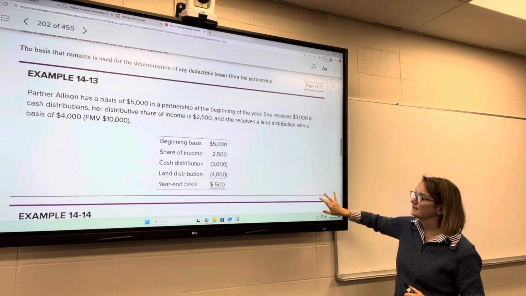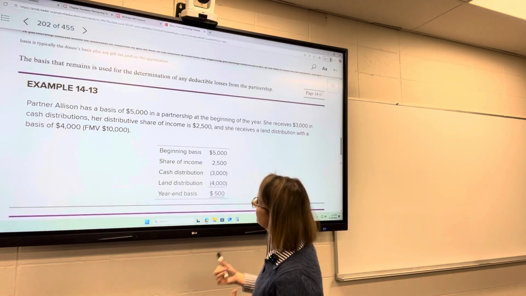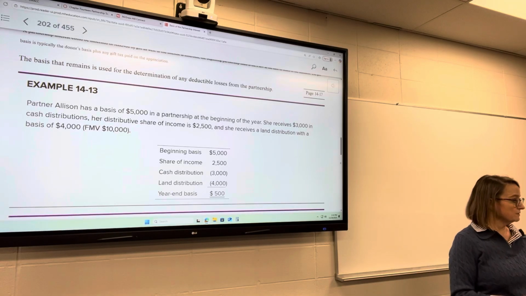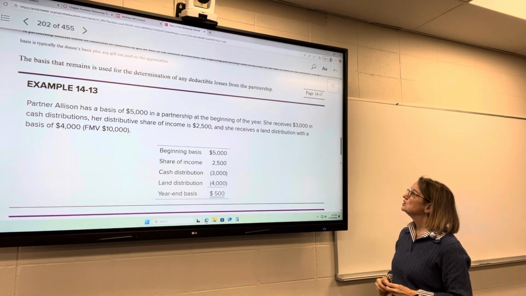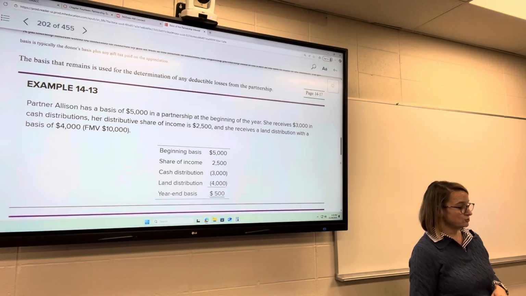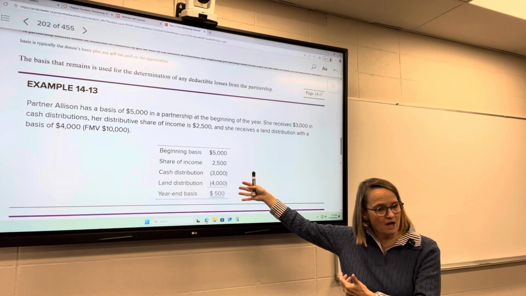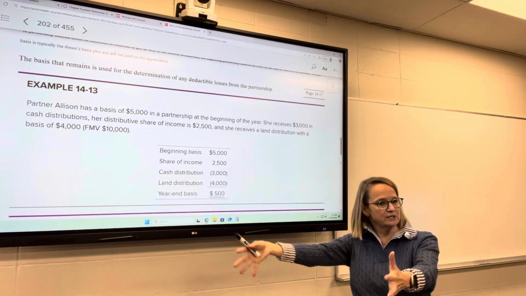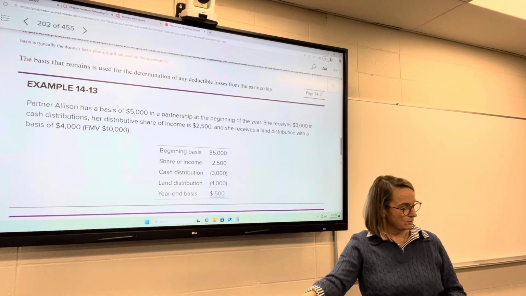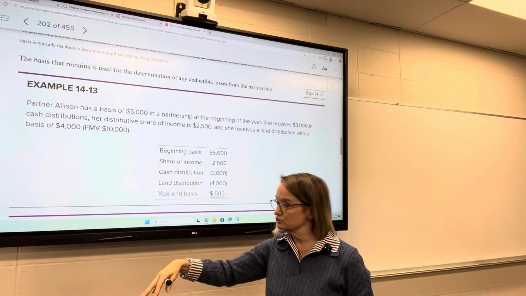So let's take a look at an example here. We've got Allison. So beginning basis of $5,000 in a partnership. This is at the beginning of the year. So 2024. She receives $3,000 in cash distributions from the partnership. So now she's pulling, it's like a bank account. So she's got $5,000 in it at the beginning of the year. She takes $3,000 out of it. So now her bank account goes down, right? You can kind of think of it in those terms. Now her bank account is down to $2,000.